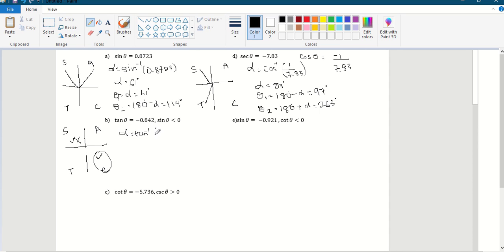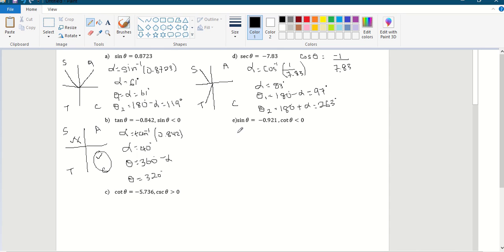We will say it is tan inverse 0.842. We take the positive value when we find the inverse because we take absolute values. So tan inverse 0.842 will give us 40.09 degrees, so roughly 40 degrees. Now because we are in the fourth quadrant, theta is 360 minus alpha. In our case 360 minus 40 degrees, we will get 320 degrees.